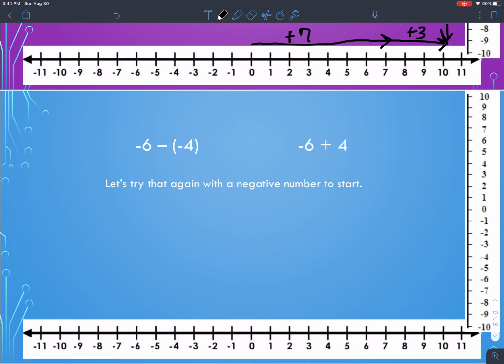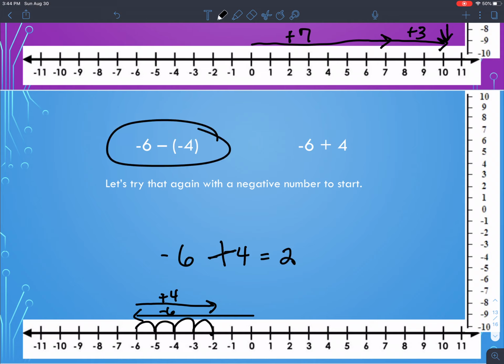So negative 6 minus negative 4 is the same as taking those two negatives, making a positive. So two negatives cancel each other out, making a positive. So we end up with going down 6 and up 4. All right, 1, 2, 3, 4. Yep, up 4. We end up with positive 2.